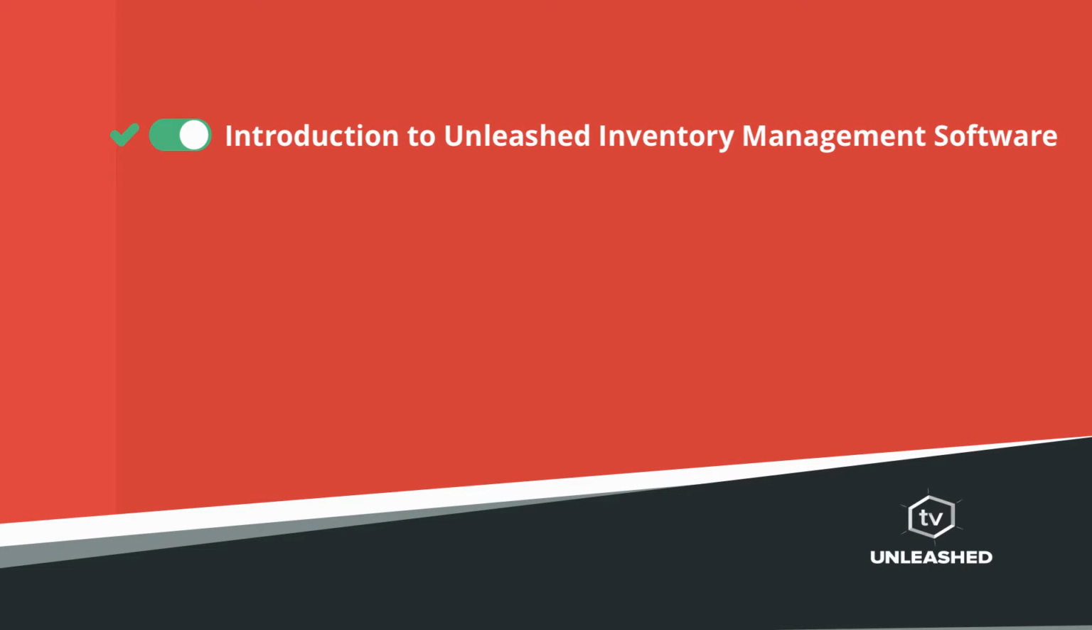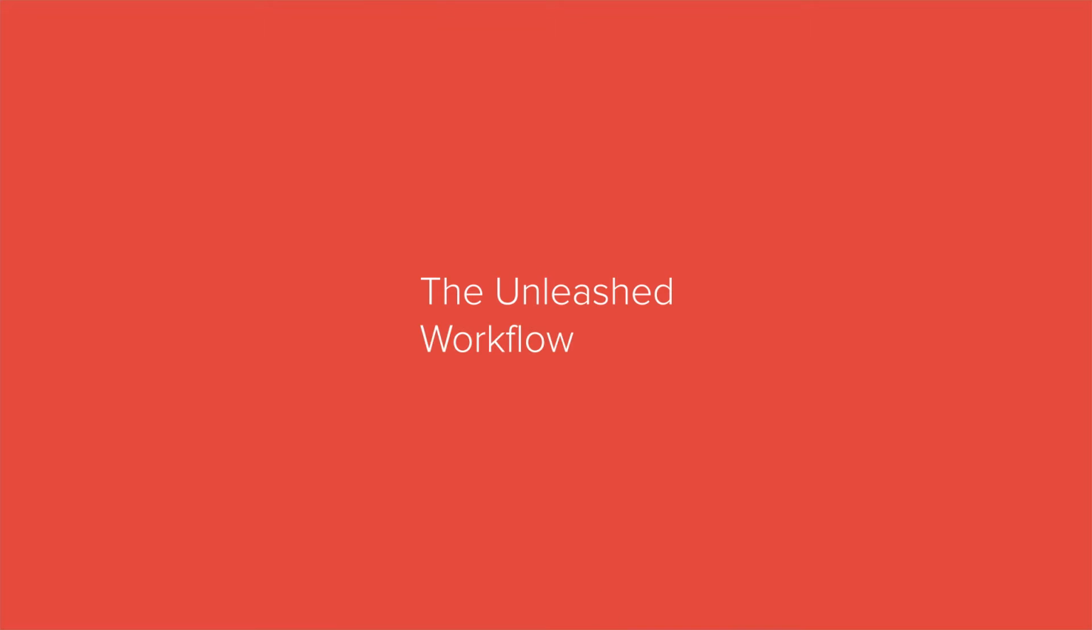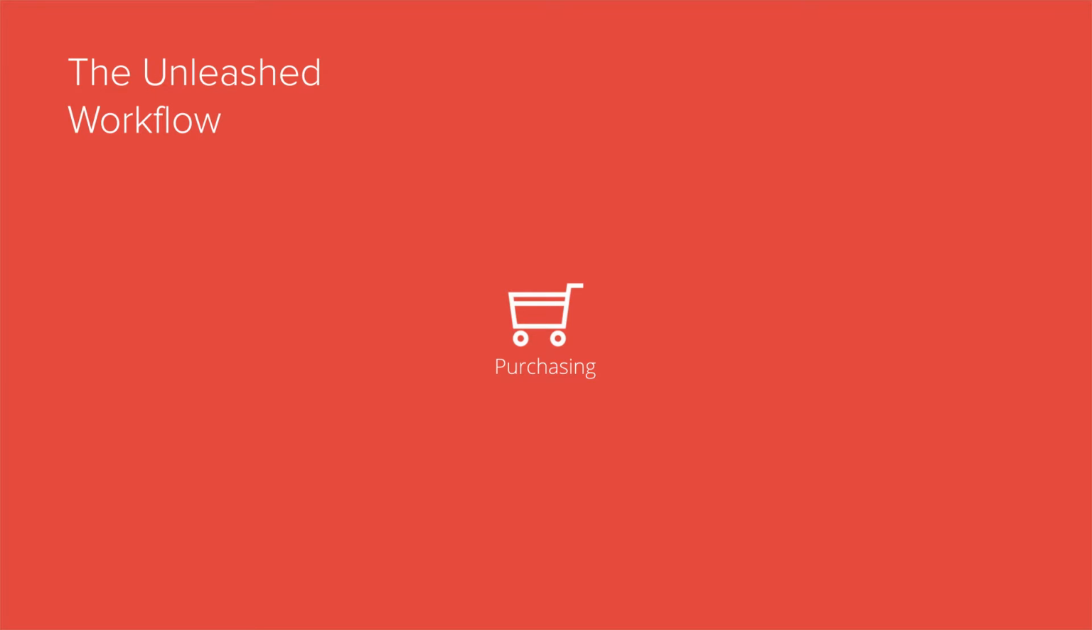For some of you, this will be the first time you see Unleashed. Before we get started, let's look at the Unleashed workflow at a high level. We'll start off with purchasing. We create purchase orders inside of Unleashed, so we know how much we are purchasing as well as the purchase price. Once the goods arrive in our business, it becomes inventory.